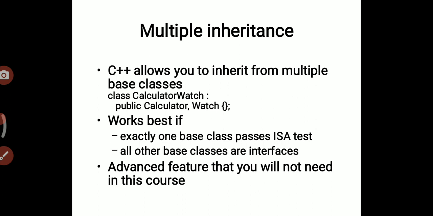Topic will be multiple inheritance. C++ allows you to inherit from multiple base classes. Class CalculatorWatch : public Calculator, public Watch works best if exactly one base class passes the ISA test. All other base classes are interfaces. It is an advanced feature that you will not need in this course.